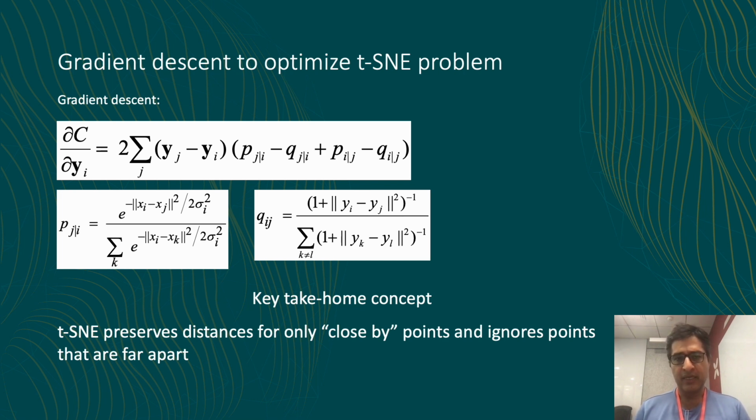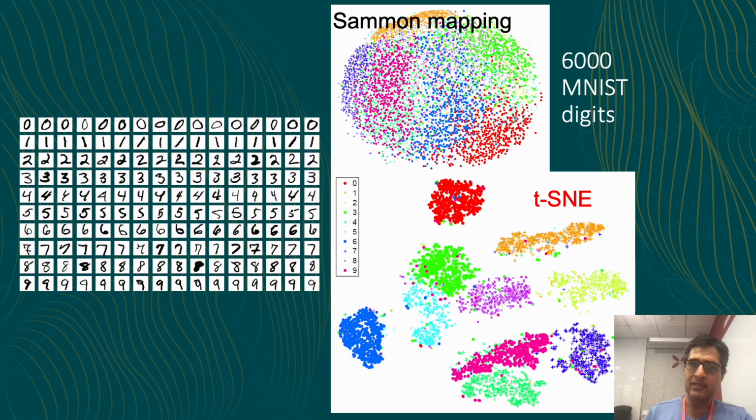But the key take-home concept as far as TSNE is concerned is that while it allows you to visualize these high-dimensional data sets in low-dimensional, two-dimensional spaces, it only preserves distances of points which are close by. It ignores points that are far apart, and that leads us to the kind of visualizations that you would see on the right hand side of the slide.